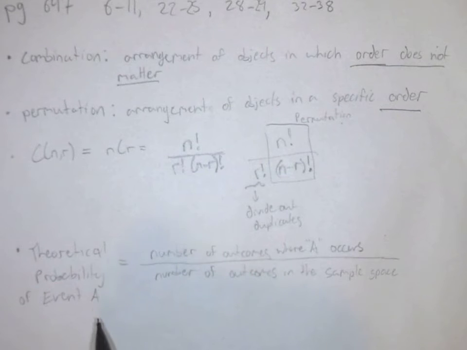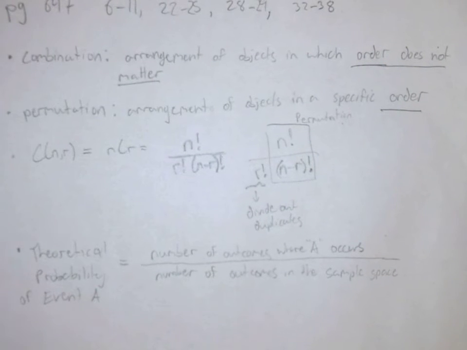We're also going to be talking a little bit about probability. So this goes back to 10.1. The theoretical probability of an event happening is a ratio of the number of outcomes where A occurs, or the number of ways you can get A to happen, whatever event you're talking about, divided by the total number of outcomes in the sample space. So it's the number of ways to get what you want or what you're looking for divided by the total possible ways for something to happen. And then we're going to use that in a second.